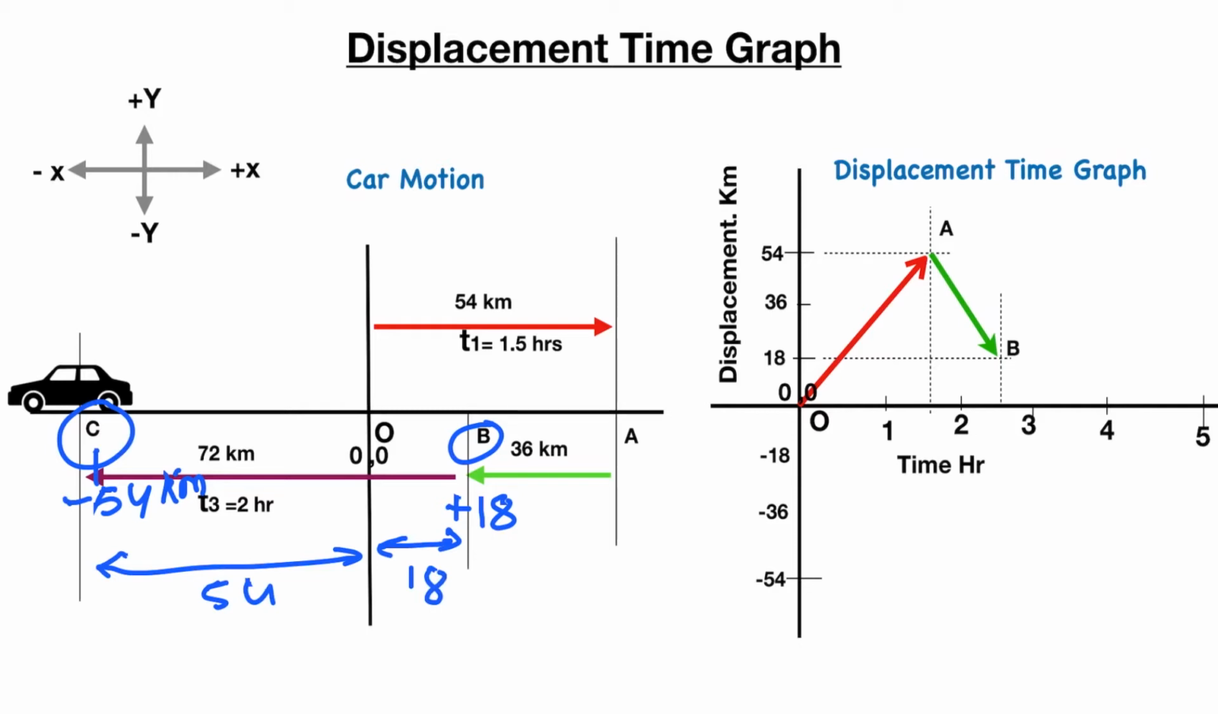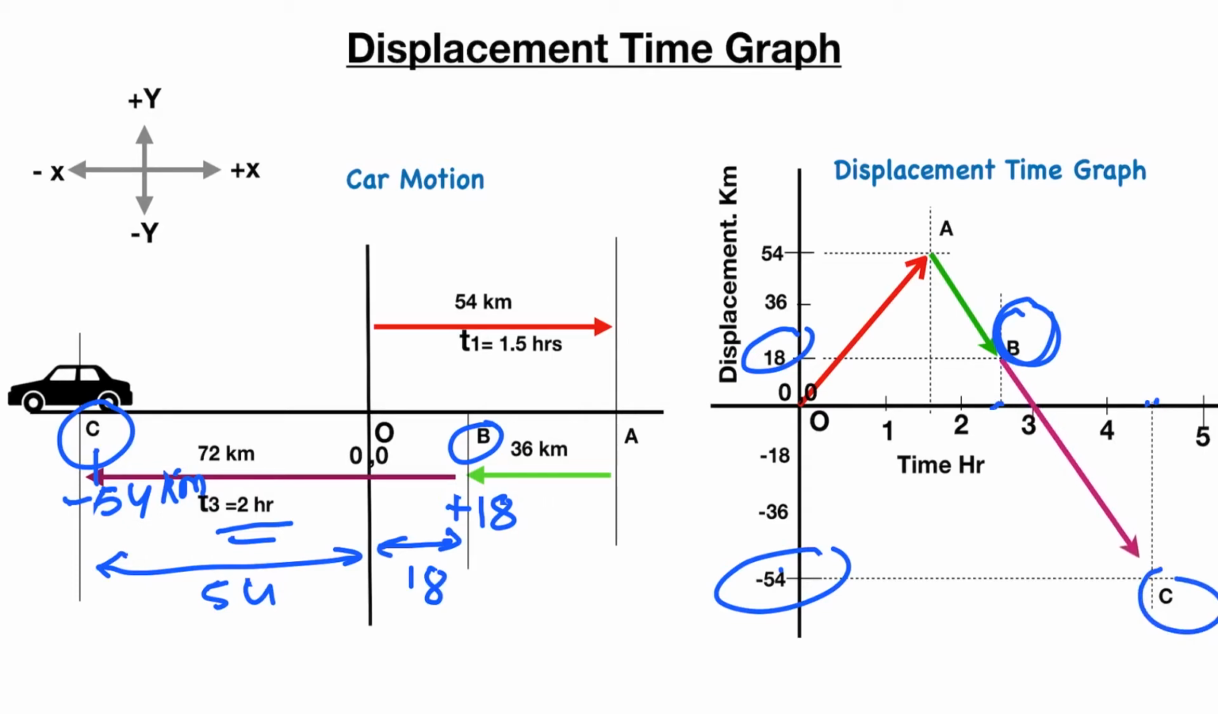Let's see how we can represent this in the displacement time graph. So it starts from point B, right, which is at plus 18 kilometer, and it will go to minus 54 kilometer. So to get another point of this graph, I have to draw a horizontal at minus 54 kilometer. And because this is covered in 2 hours, I have to add 2 hours from 2.4 to 4.5, right? So there is a vertical line from 4.5. Intersection point C. So the line joining B and C will give you the displacement time graph for this motion.